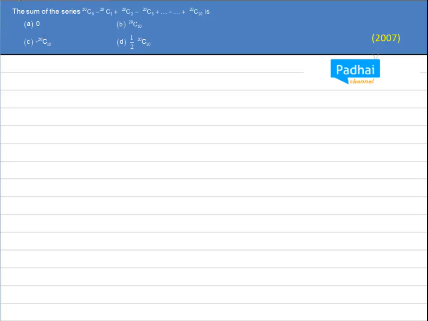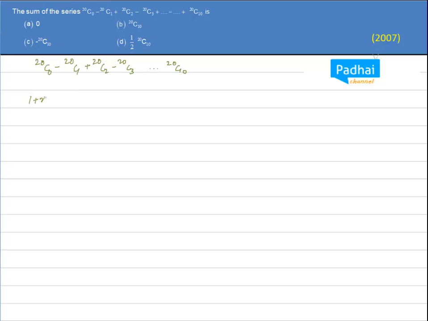Okay, now let us take a 2007 problem which says that you have to find the sum of the series 20C0 minus 20C1 plus 20C2 minus 20C3, up till this plus minus goes on till 20C10. First of all, how to solve these kinds of questions? These are also standard for those who have already prepared for JEE level. So let's see how to solve this.